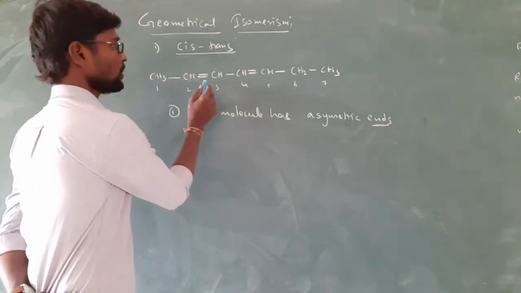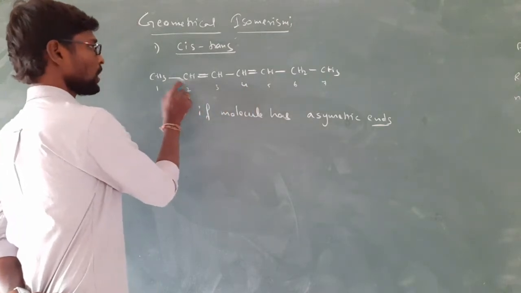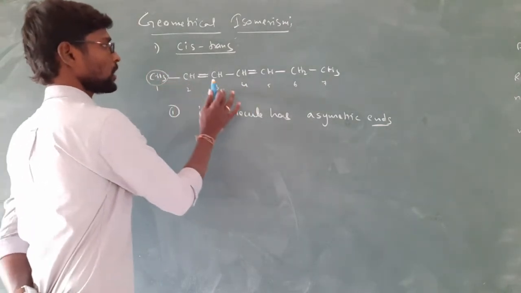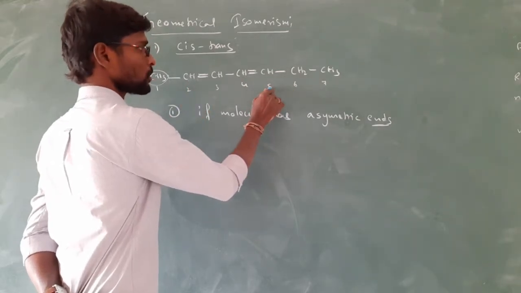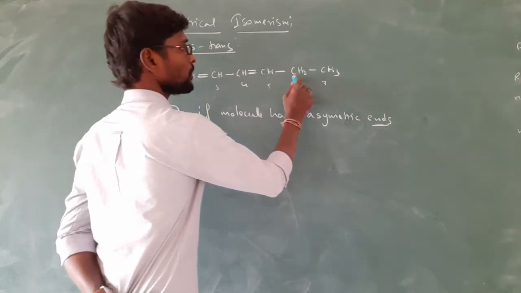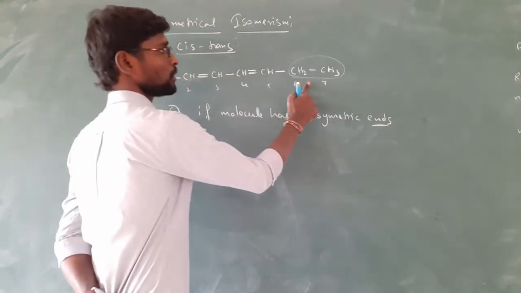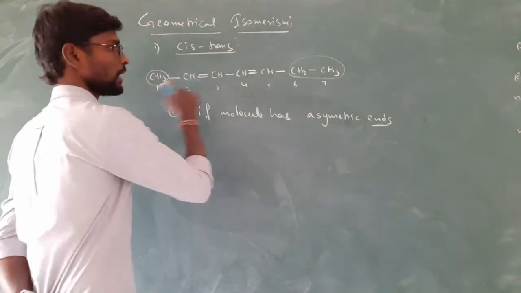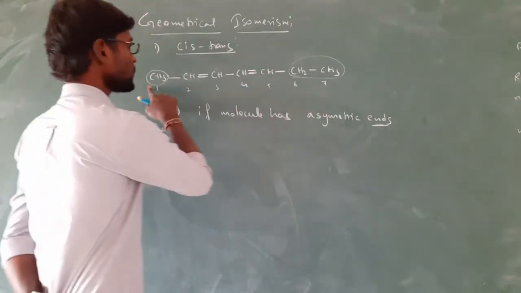That means, suppose you have double bonds here. If you observe these double bonds, on this carbon we have only one methyl group, and on the terminal carbon of this double bond, if you have a different group here, so CH3 is here but C2H5 is there, that means these two ends are not the same, asymmetric ends, right?